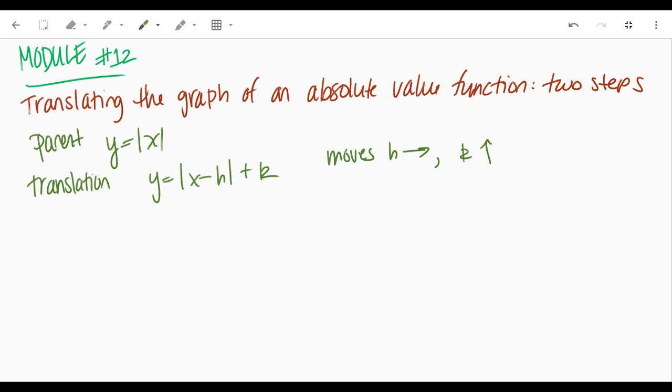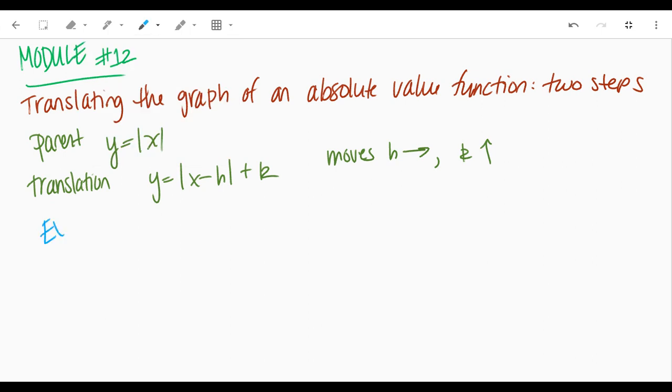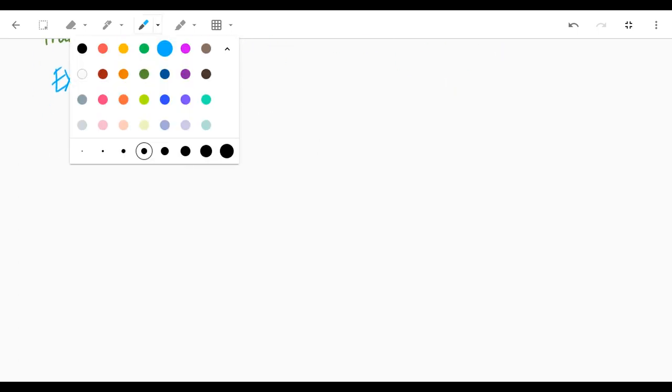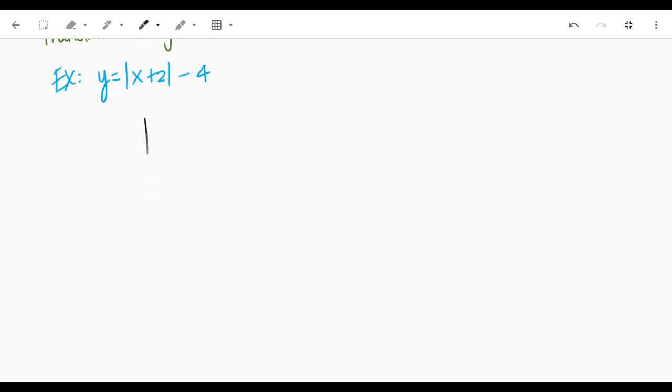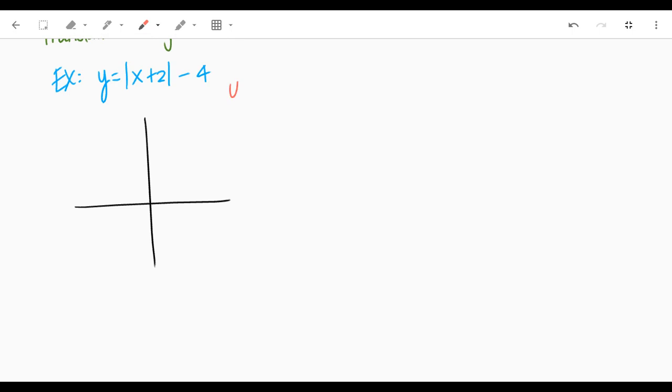Okay, so an example would be if we have y equals the absolute value of x plus 2 minus 4. Okay, so for our parent function, we would have y equals the absolute value of x, which they're going to give you. That has 1-to-1 slopes on the sides like that.